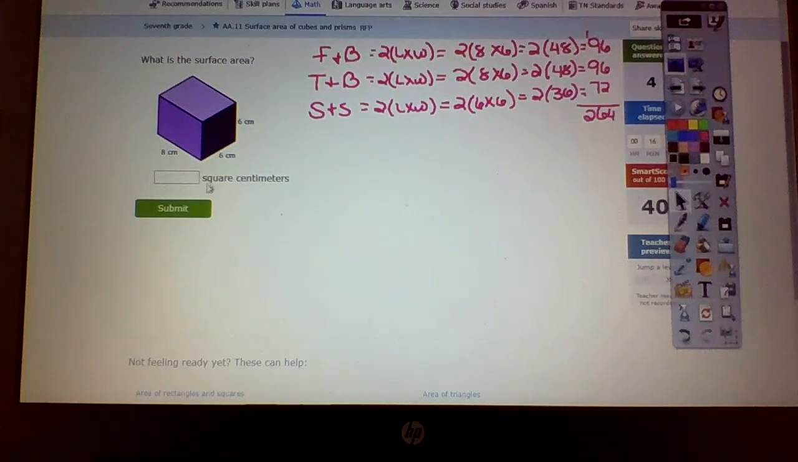This time, you have to type in your answer. You can't pick, so they don't give you any kind of hints. So let me get to my typing. Again, you don't have to put in the size because it's right there.